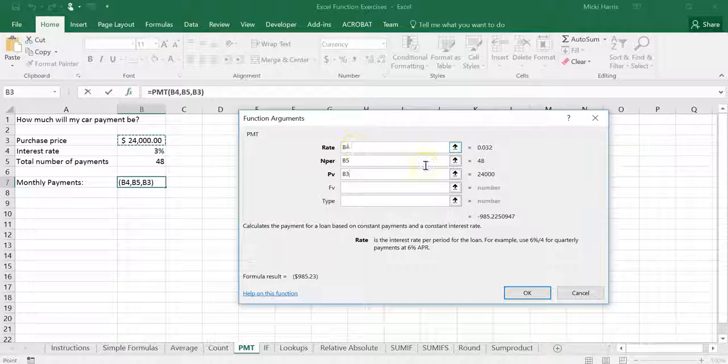Well, am I done with this formula? Well, remember that an interest rate is a yearly interest rate, and if I want to calculate what my monthly payments are going to be, then I need to divide my interest rate by 12. The same thing, if my total number of payments were in years instead of months, then I would need to multiply that by 12 so then I could get months out of this. Okay, so this is how it should look. B4 divided by 12. Nper is B5, and then my present value is B3.